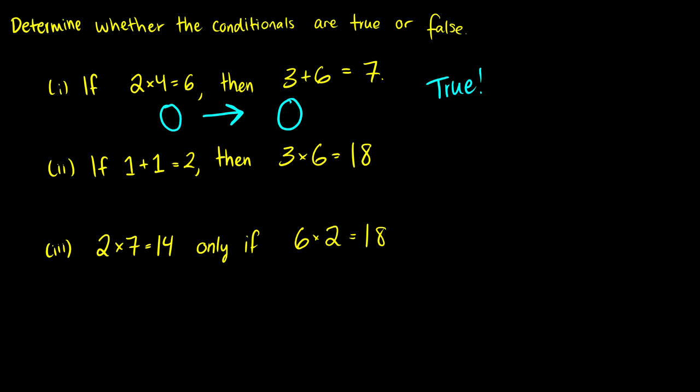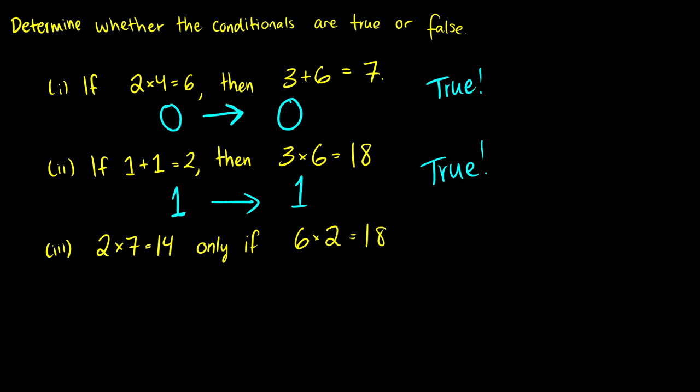Okay, second one. If 1 plus 1 is equal to 2, then 3 times 6 is equal to 18. Okay, so 1 plus 1 is equal to 2, so that's a 1. And then 3 times 6 is equal to 18. That is also true. If we have 1, arrow 1, then the conditional is true.